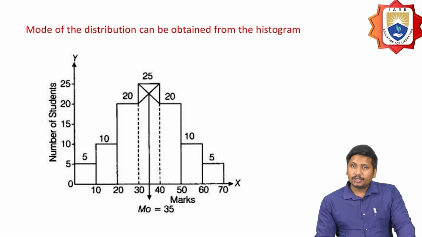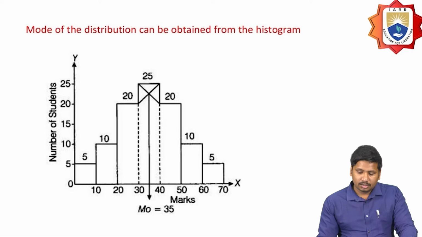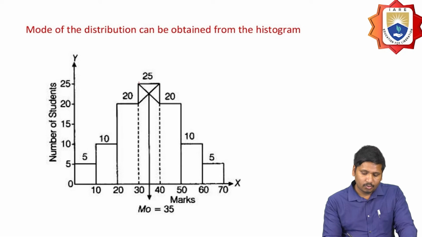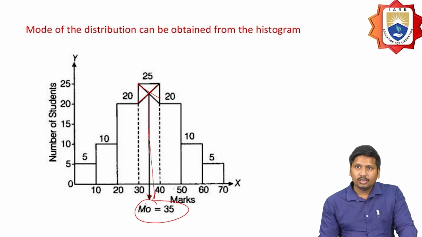And then the mode of the distribution can be obtained from this histogram also. So how can we get this mode of the distribution? The middle of the tallest bar in the histogram, that should be 35. So 35 is the mode of the distribution that I can get from the histogram.